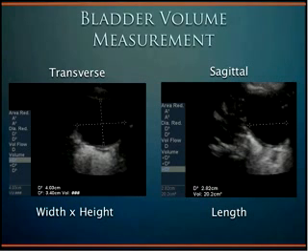This is an example of how to measure the post-void residual. You start by first placing the bladder in a transverse view. You're going to need to measure the width and the height of that bladder. Then, after saving those values in the ultrasound computer, you turn the indicator towards the patient's head and measure the length of the bladder in a sagittal plane. So this patient's volume came out to only 20.2 cubic centimeters.